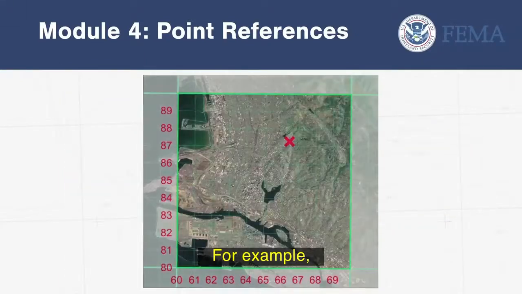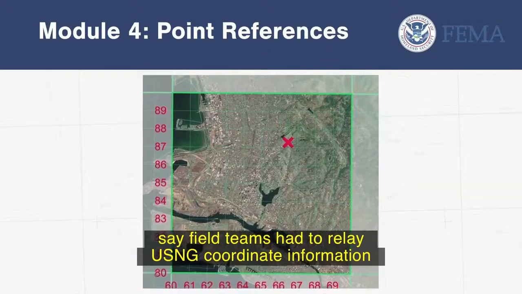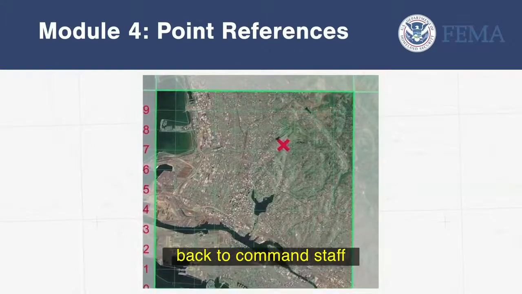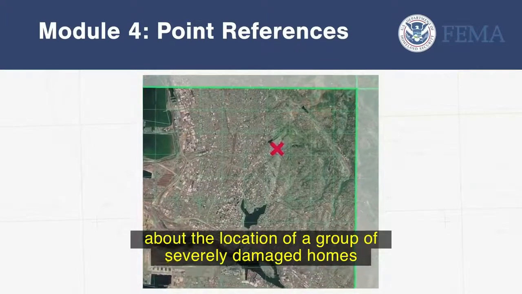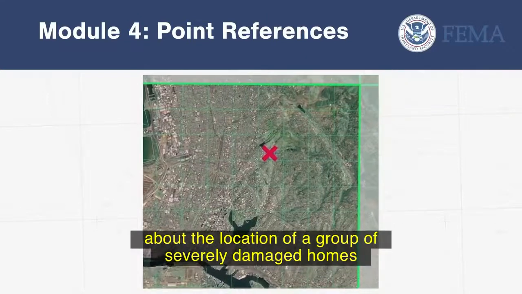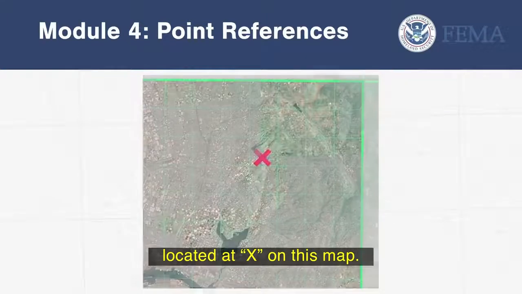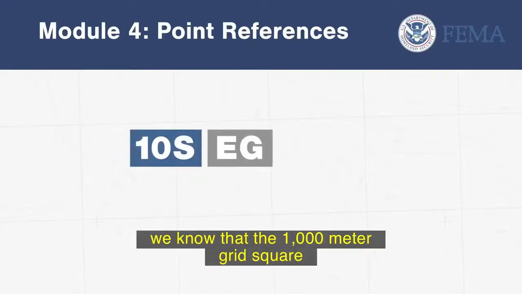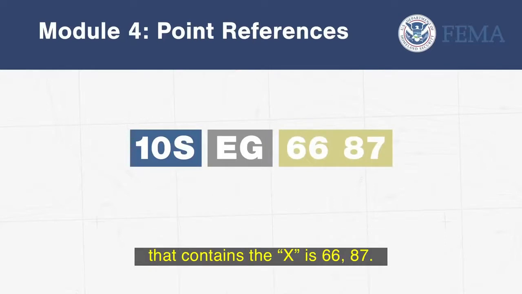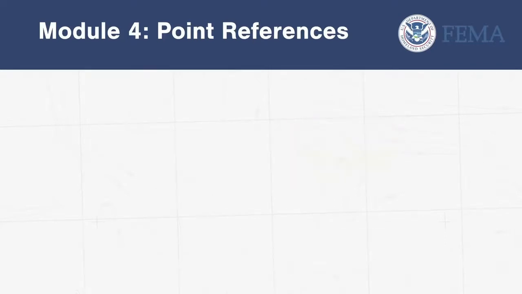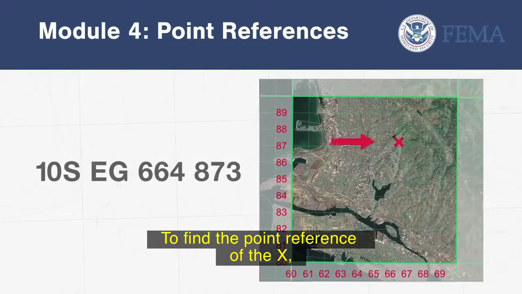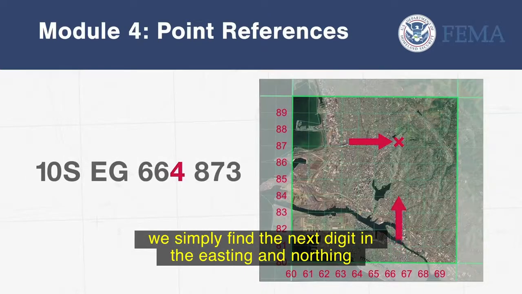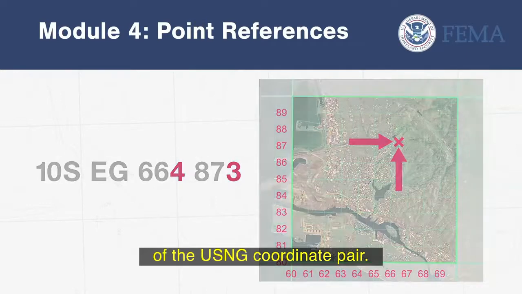For example, say field teams had to relay USNG coordinate information back to command staff about the location of a group of severely damaged homes located at X on this map. From our knowledge of the USNG, we know that the 1,000-meter grid square that contains the X is 6687. To find the point reference of the X, we simply find the next digit in the easting and northing of the USNG coordinate pair.